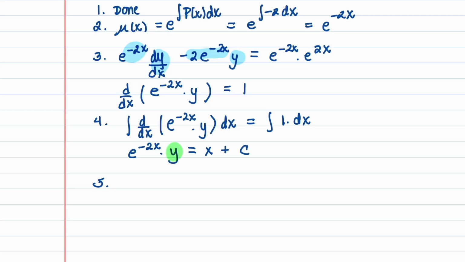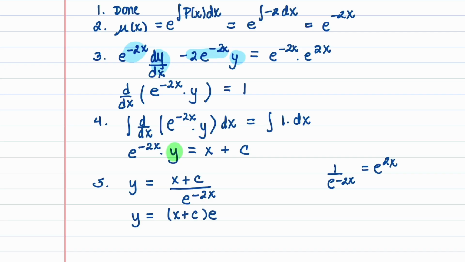For step 5, what we need to do is just solve for y. There's our y. Let's divide by e to the minus 2x. This gives us y is equal to x plus c, all divided by e to the minus 2x. The best way to write this solution is to rewrite 1 over e to the minus 2x as e to the 2x. So our final solution is y is equal to x plus c times e to the 2x. And that's our final answer.